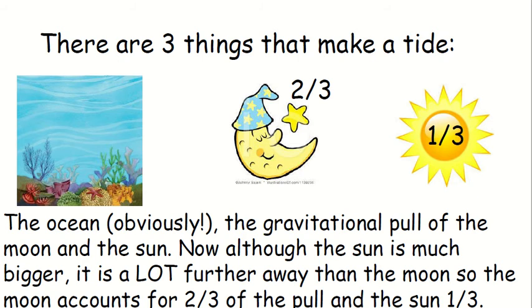Okay, so what causes the tides? 3 things. You need the ocean water, you need the moon, which accounts for 2/3 of the pull, the gravitational pull that we're going to be talking about, and then the sun, which is a third. Now we're going to ignore the sun just to start with, and we'll concentrate on the moon, and then we'll bring in the sun later on.